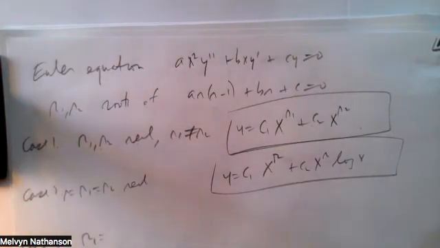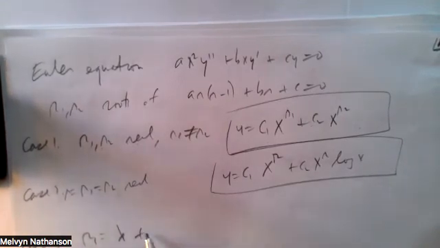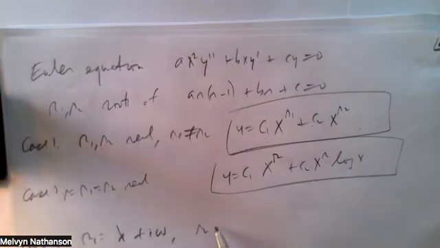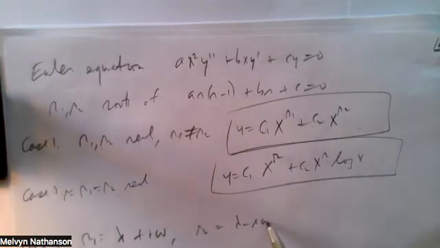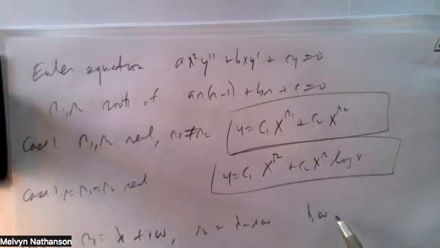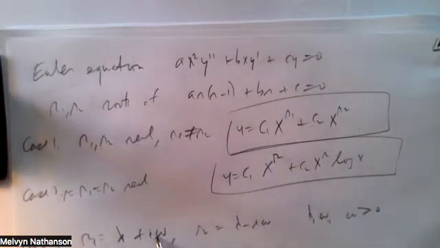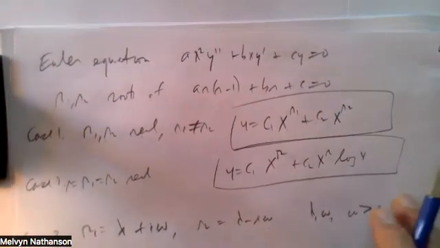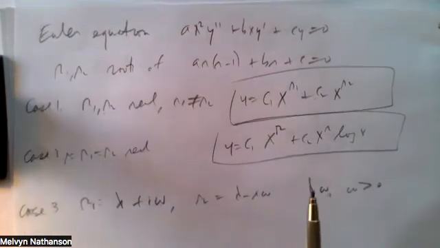Let me write it in the notation of the text. R1 is lambda plus i omega, R2 is lambda minus i omega, where lambda and omega are real numbers, and omega is positive. One has imaginary part positive. The other is going to have the complex conjugate, imaginary part negative.